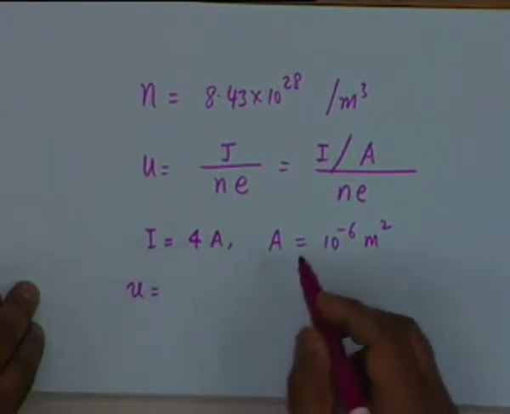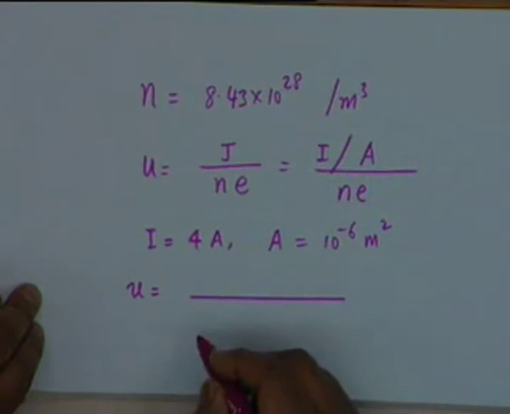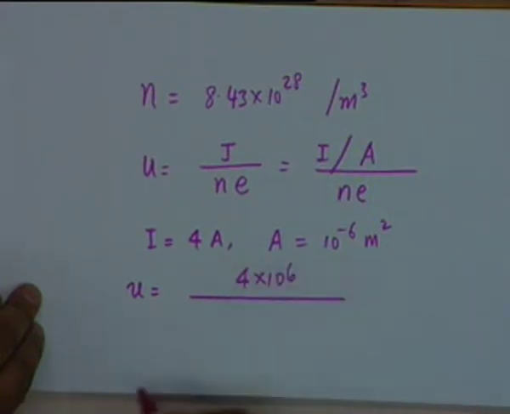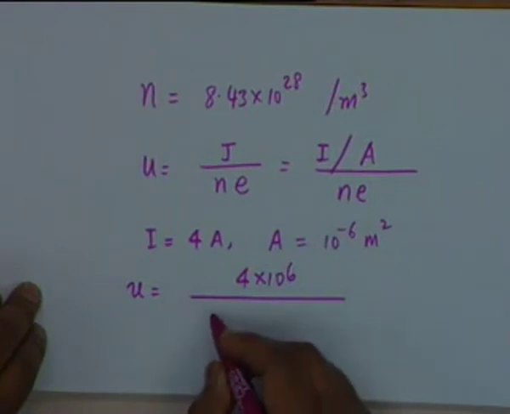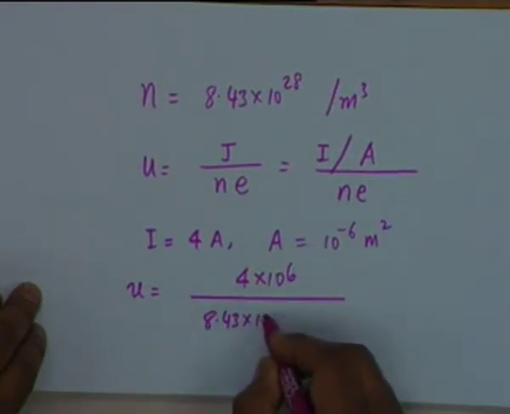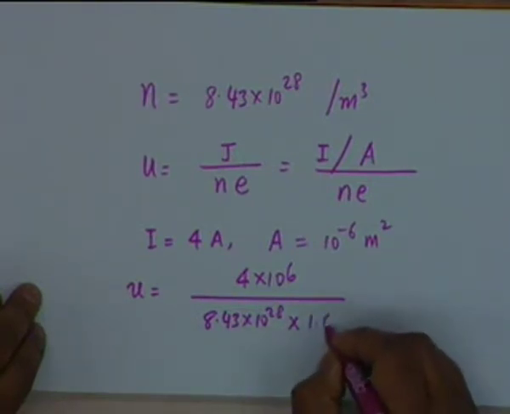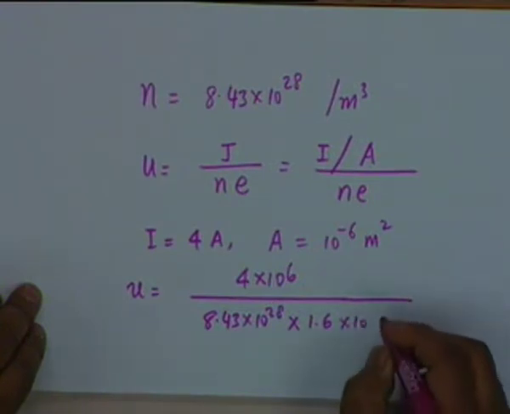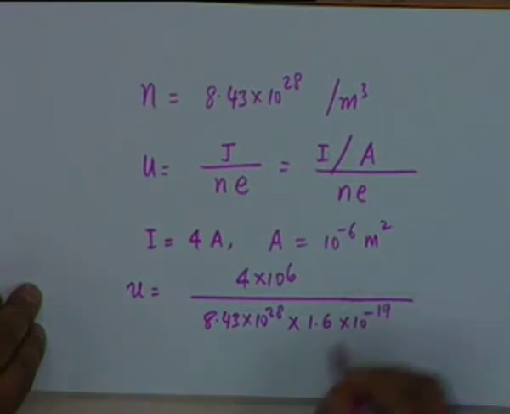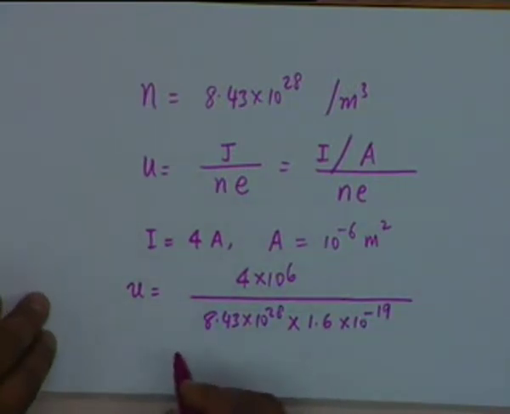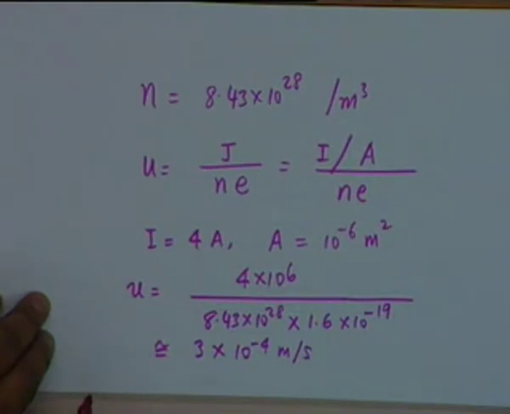Then you can calculate by substituting these values the drift velocity as 4 divided by 10 to the minus 6, divided by n, which is 8.43 times 10 to the 28, multiplied by the electronic charge 1.6 times 10 to the minus 19 coulombs, and this calculates out to approximately 3 times 10 to the minus 4 meter per second. You see, the drift velocity is an extremely small quantity, 3 times 10 to the minus 4 meters per second.